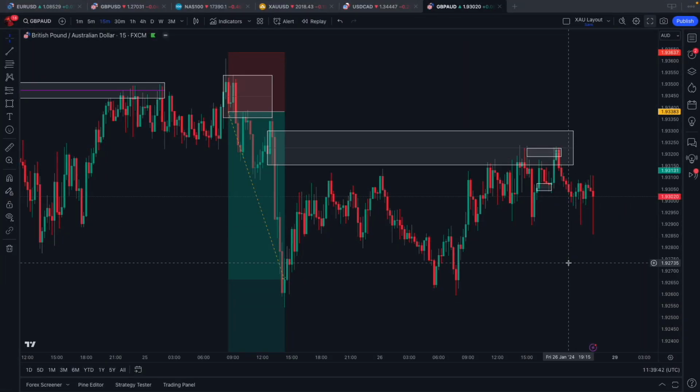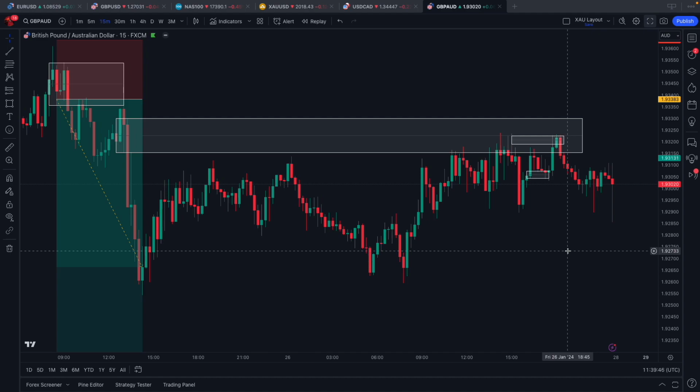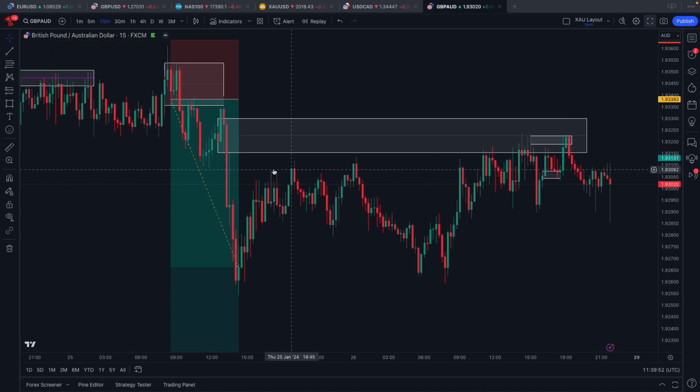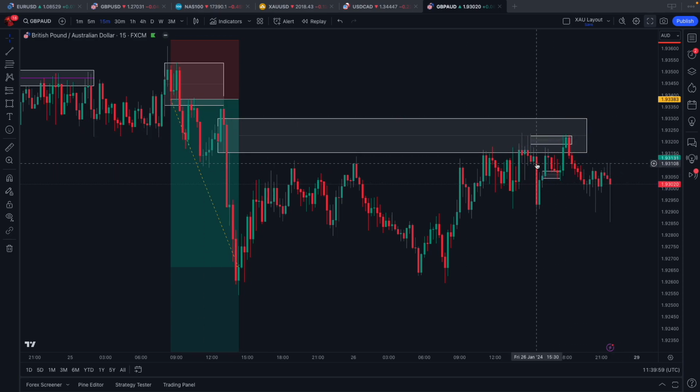Okay, so the first pair I'm actually going to touch base on is the Great British Pound to the Australian dollar. This is a pair that we have been quite heavily involved in over the course of the last week or so. You can see here we placed a short position and we are looking to get involved in further shorts from this area of interest.